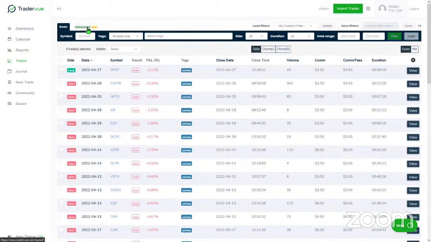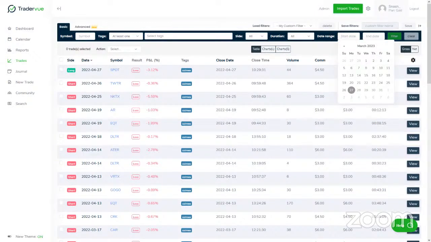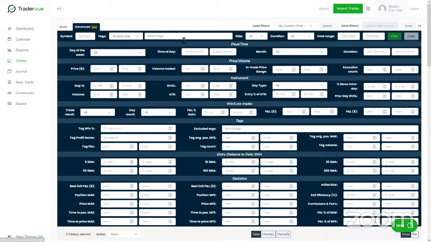And what I'm trying to say is that here's a basic filter. Before, you could only filter by symbol, tags, side, duration, date range, very normal or very basic filters. Allow me just a second. I'm closing something here. Okay, sorry about that. What I'm trying to say is that before we only had these basic filters, but more recently we have added these advanced filters.